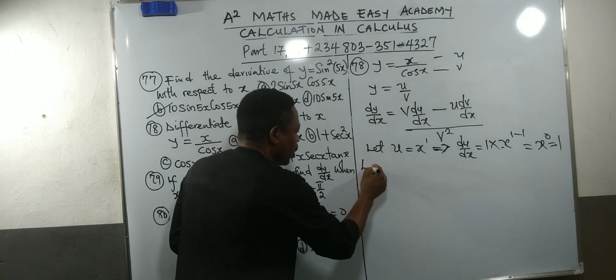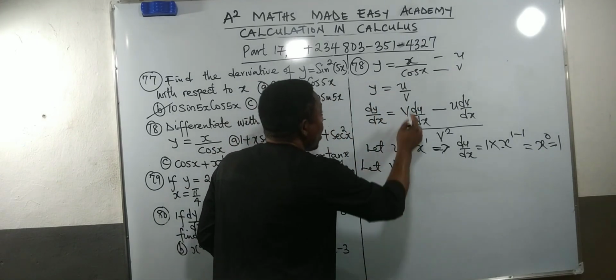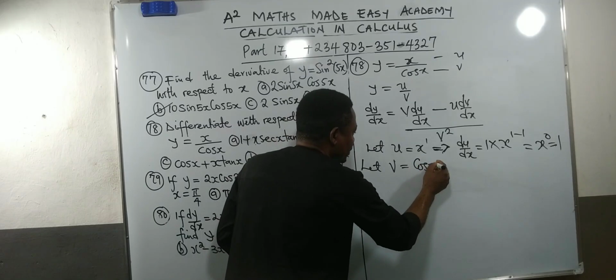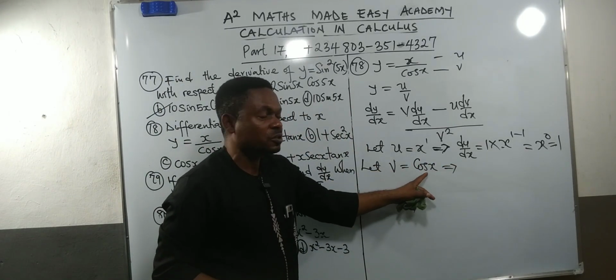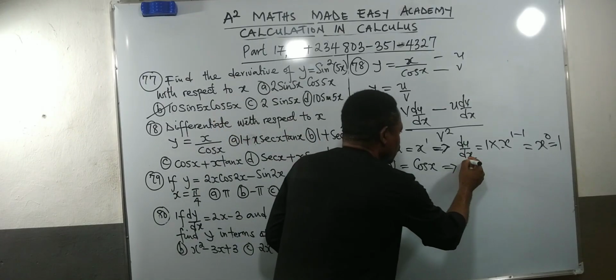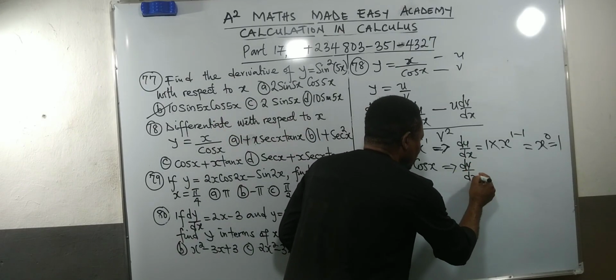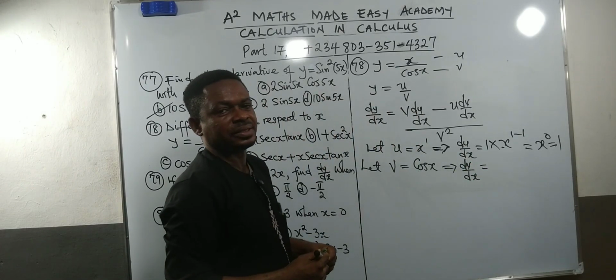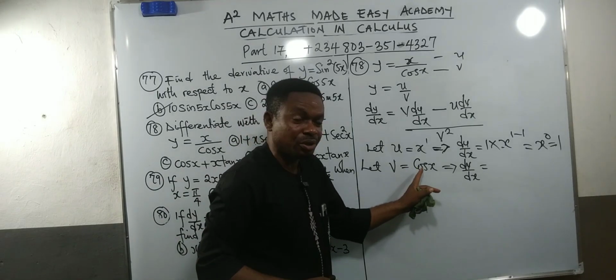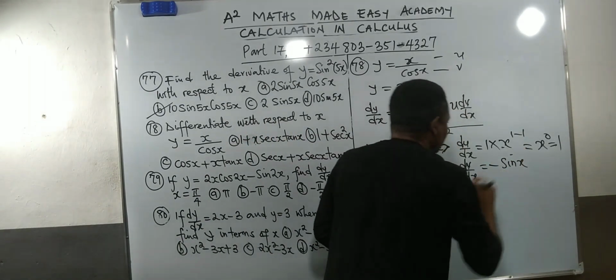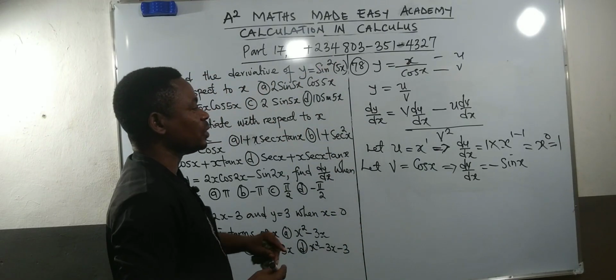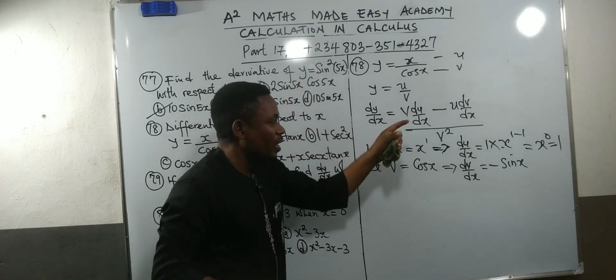Then let's move to the denominator, which is v. And what is v? V is cos x. Now this implies, differentiate v with respect to x. It will give you dv all over dx. Now the law is this: anytime you are asked to differentiate cos x, the answer is always minus sine x. Now I will go to the formula and insert those things one after the other.